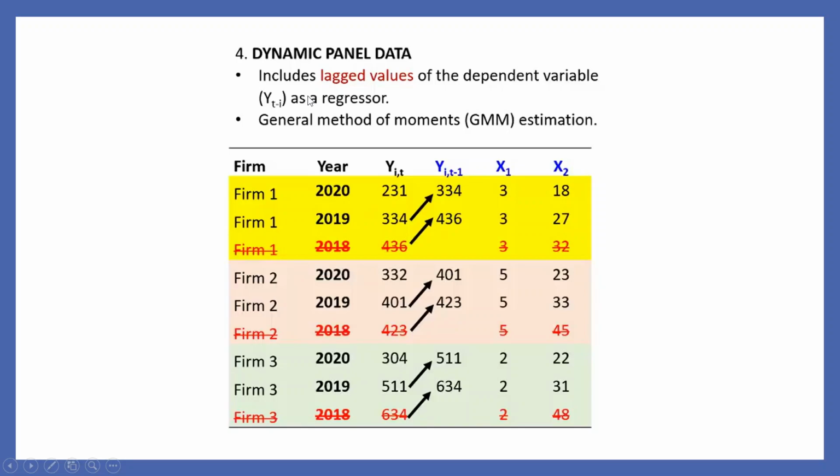Dynamic panel data includes the lagged values of the dependent variable as a regressor. So we will consider y i minus 1, that is a lag of the dependent variable, also in our equation, that is known as a dynamic panel data. For the estimation, the generalized method of moments will be used.